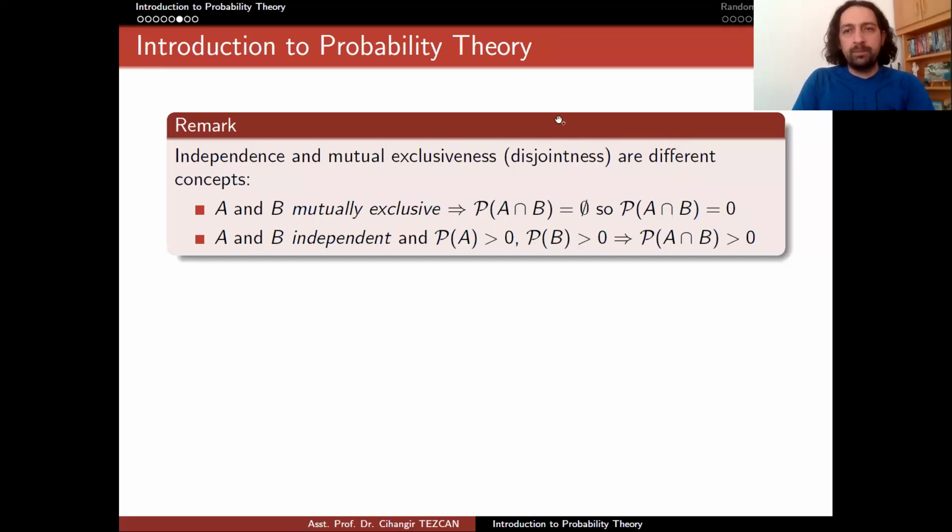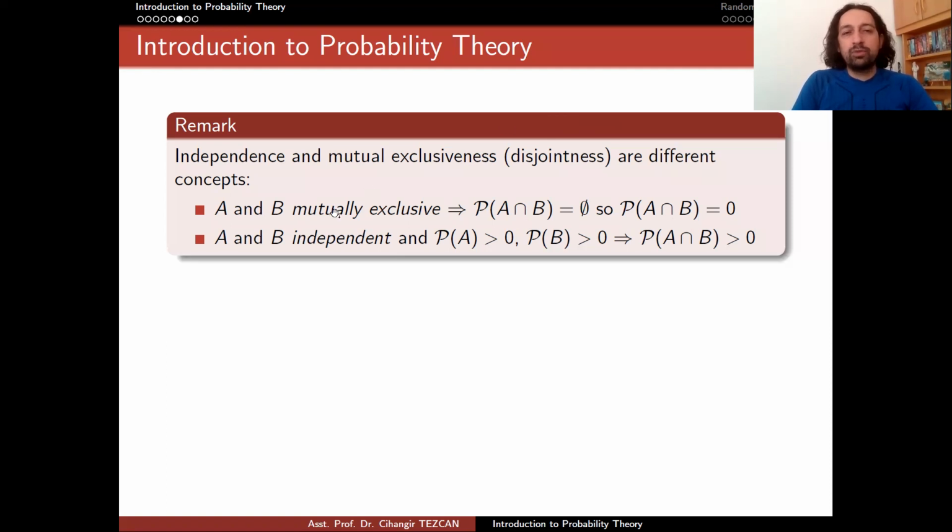Now that we have seen basic definitions and basic theorems, we can talk about independence and mutual exclusiveness. These two topics are somewhat confused. They are told to be identical, but actually they are not. Independence and mutual exclusiveness, which is also called disjointness, are different concepts.